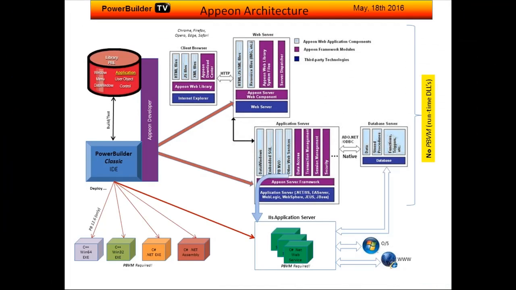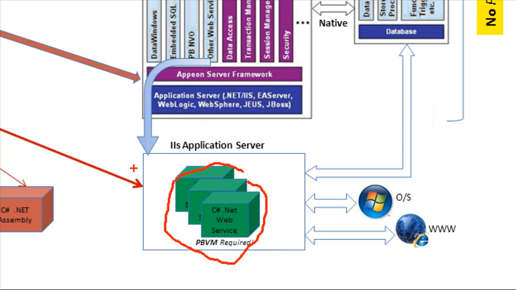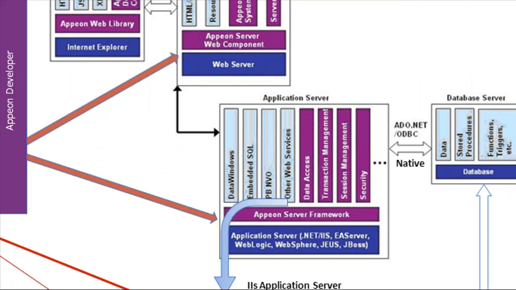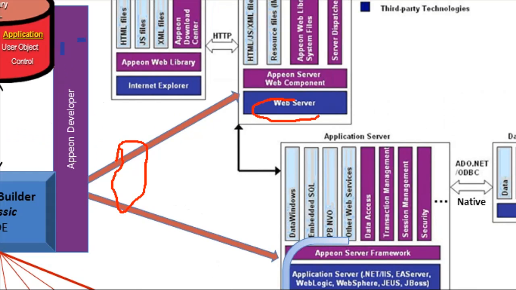So now I need to go back to the Appeon Developer and say, hey, how do you plug these 2 pieces in? I can deploy to the web server and to the Appeon server. I need to be able to deploy these pieces from whatever's sitting in my PowerBuilder library over here. So this is where we are now. That's step number 2.